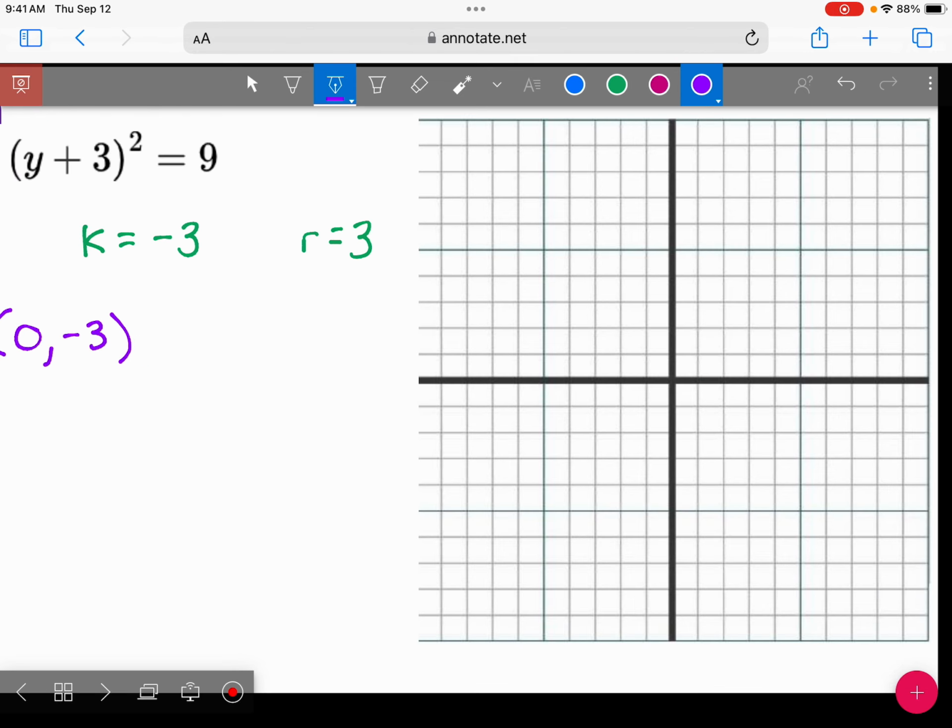So 0, -3. Hey, this one will fit on your graphs. Huzzah. And we're going to go out a radius of 3. So I'm going to go out 3, 1, 2, 3. This way? What's up?